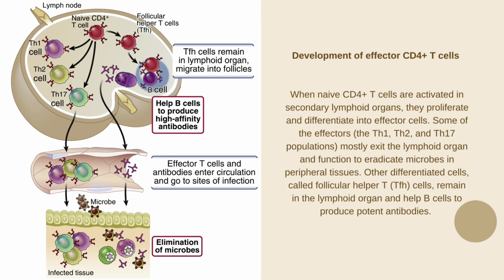So when naive CD4+ T cells are activated in secondary lymphoid organs, they proliferate and differentiate into effector cells, which are the Th1 cell, the Th2 cell, and the Th17 cell. And they mostly exit the lymphoid organs and function to eradicate microbes in peripheral tissues. Other differentiated cells called follicular helper T cells remain in the lymphoid organ and help B cells to produce potent antibodies.